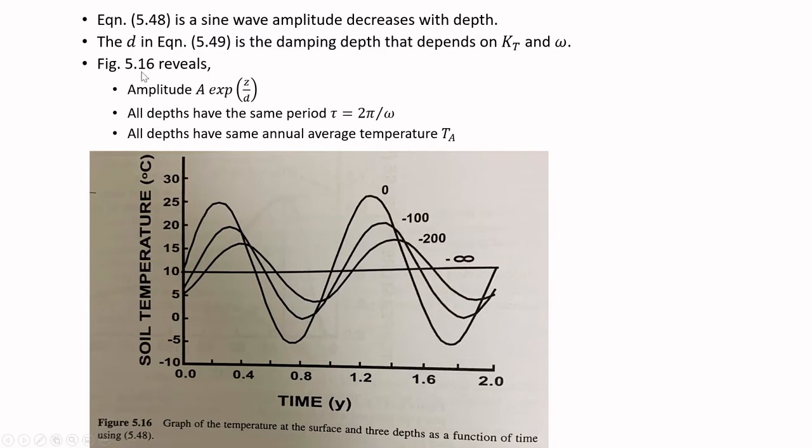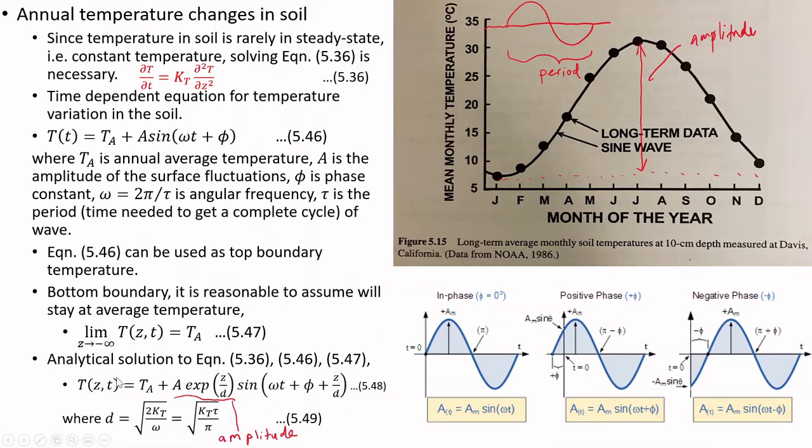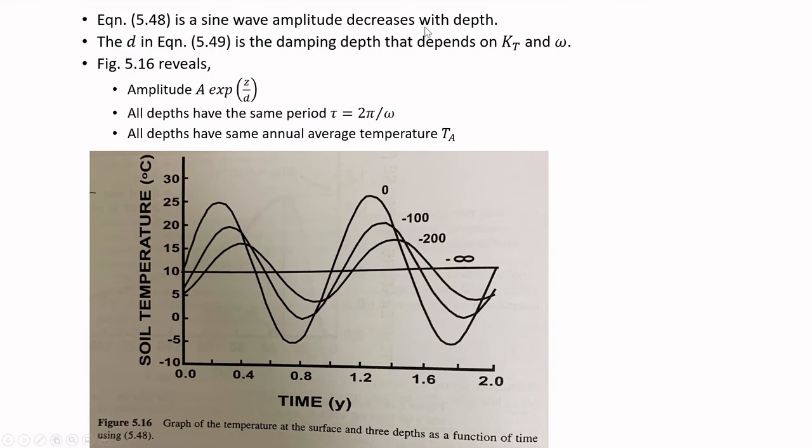Now let's look at the following slide. You can see equation 5.48. It's a sine wave whose amplitude decreases with depth. Here are different depths, where zero is at the surface. This graph shows you the soil temperature variation with time, going through a year and then 2 years. You can see at zero depth, at negative 100, at negative 200, and at a depth near infinity.